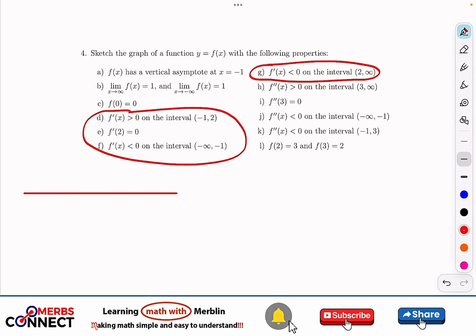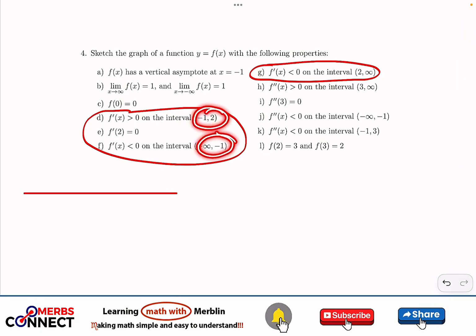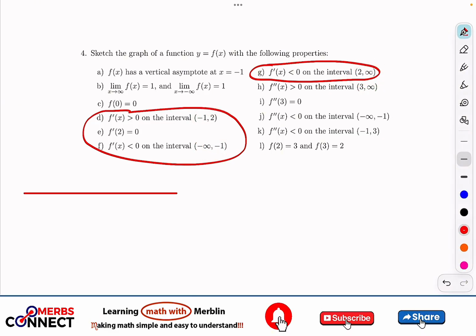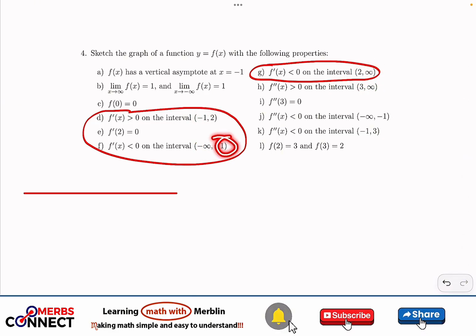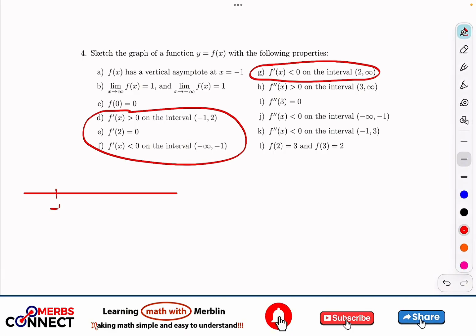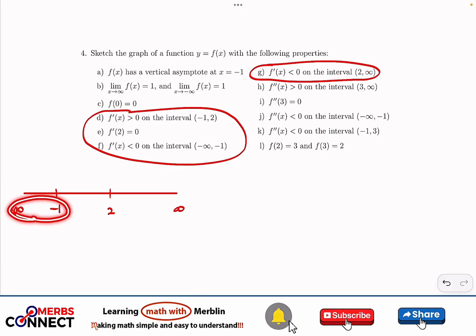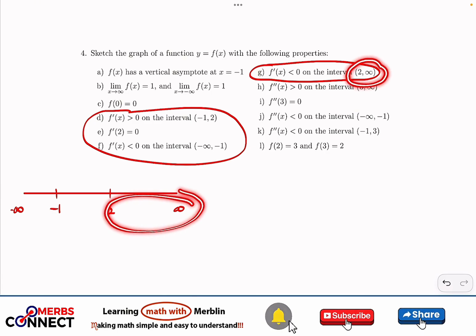So let's look at the interval here. We have this interval, this, and this. So we can see that the values in here are minus 1, 2, and 2. So we can pick minus 1 and 2. So we have interval from negative infinity up to positive infinity. We have from minus 1 to 2, which is here. And we have from 2 to positive infinity, which is also here.